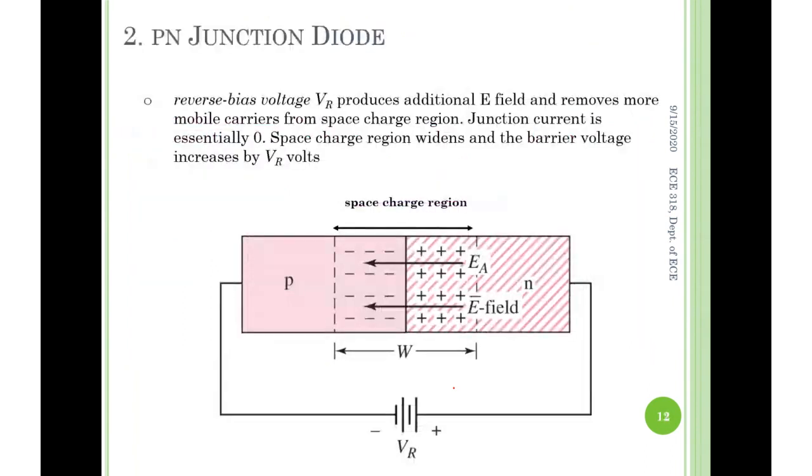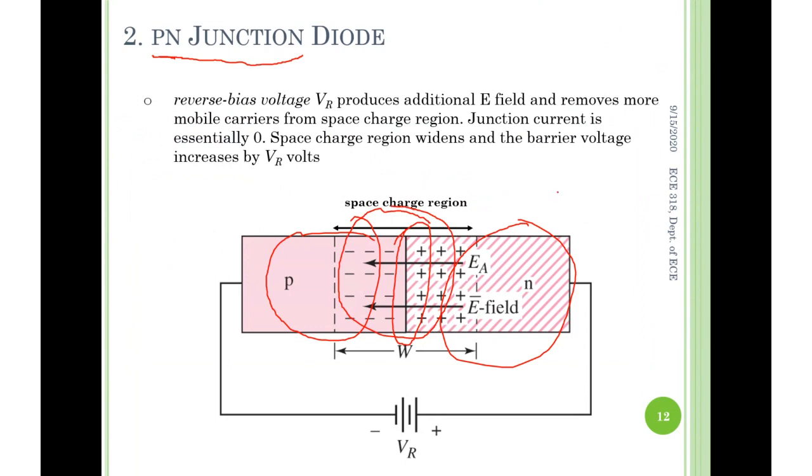Now let's start to talk about the diode. Diode is what? The general diode is actually called a PN junction diode. It's made of one piece of P-type semiconductor and one piece of N-type semiconductor, and then you attach them together, forming a so-called P-N junction in the middle.